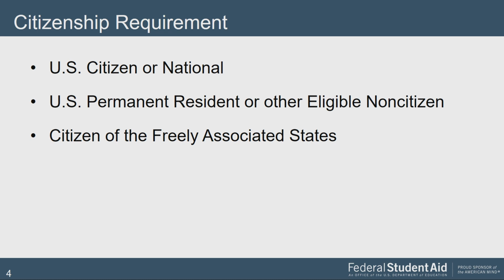For U.S. citizens, that means someone who's born in the 50 states, the District of Columbia, and in most cases, Puerto Rico, the U.S. Virgin Islands, Guam, and the Northern Mariana Islands. For U.S. nationals, this is a citizen who was born in American Samoa, Swains Island, or the U.S. minor outlying islands. And finally, citizens of the freely associated states are from the Federated States of Micronesia, the Republic of Palau, and the Marshall Islands. These students specifically are eligible for only limited FSA funds, primarily Pell Grant.